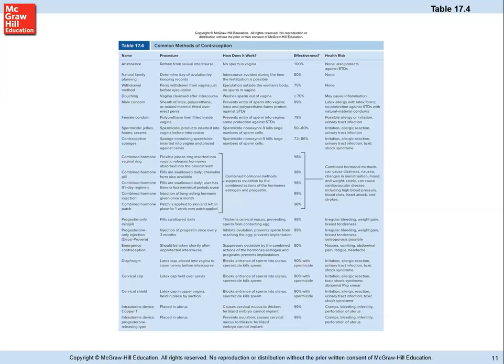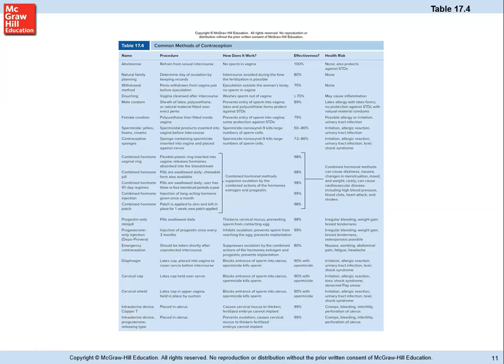Here's a list of the common methods of contraception, and we're not going to go through this. You can read it yourself. But you see there's a long list there. So it gives the name, what's involved in the process, how it works, its effectiveness, and then the health risks associated with it. And along with this, it does talk about protection against STDs to some case. So you can look through those, but it does give, let's see, male condom, 89% success rate.